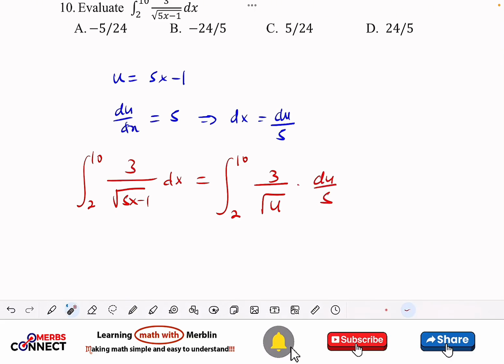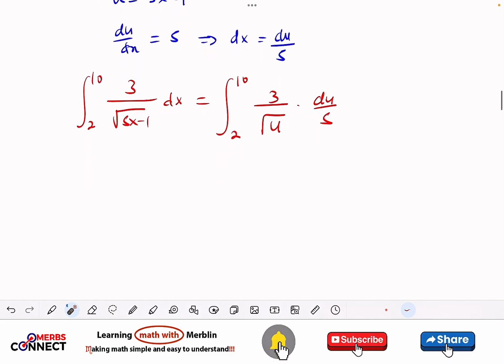Here, you see that I didn't change the limit. So after the integration, I need to do backward substitution. If you want to change the limit, then you can say that if u is equal to this, you plug in 2, and this is going to be 8. You plug in 10, and this is going to be 49. And you are going to get the same results at the end of the day. So now let's do the integration and see what we are going to get.